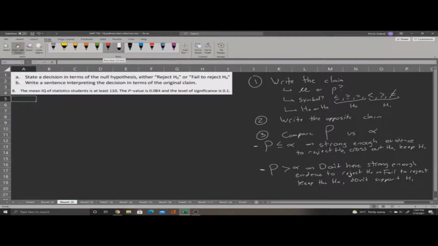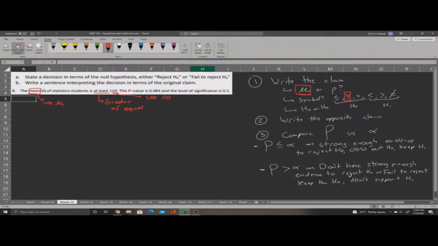We'll begin with the first step, writing the claim. In the first couple words of the sentence, we see the word mean. This means the symbol we'll use is mu. Now, it also says later on that the mean IQ is at least 110. At least stands for greater or equal. That will be this symbol in the middle of the null hypothesis section, greater or equal. We're also given the number 110.